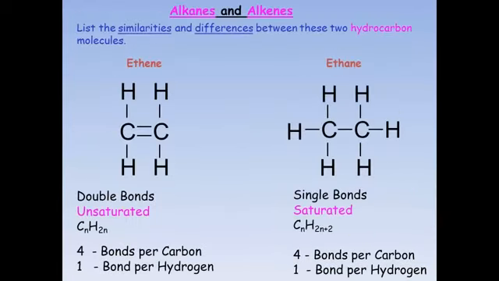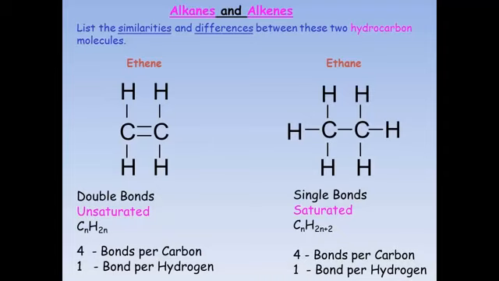The alkene on the left is ethene. It has a double bond in it. Contrast this to the alkane on the right, ethane, which has only single bonds. When we talk about double and single bonds, I'm referring of course to the carbon-carbon bonds. When a hydrocarbon has a double bond, we refer to it as unsaturated. When all the carbon-carbon bonds are single bonds, we refer to it as saturated.